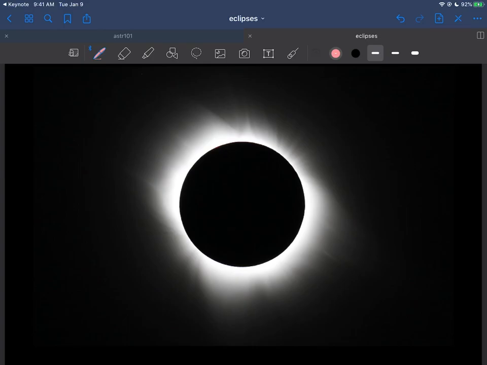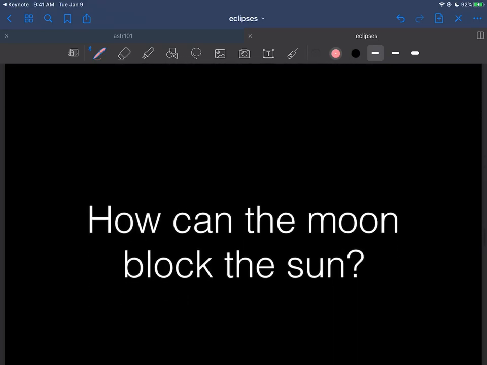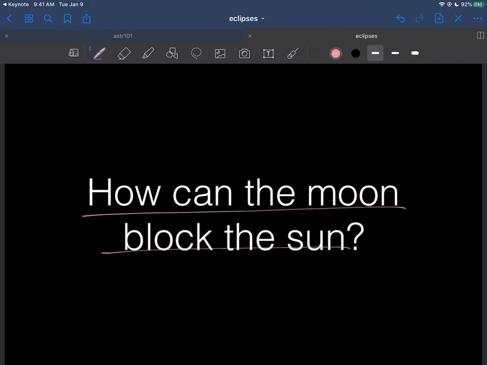So as I said, this is the corona that you see when the moon is blocking the sun. You see this nice white wispiness coming off the sun, and that's the corona. Completely invisible because the sun's too bright, unless there's an eclipse. So one of the questions that usually comes up about now is how is it that the moon can even block the sun?